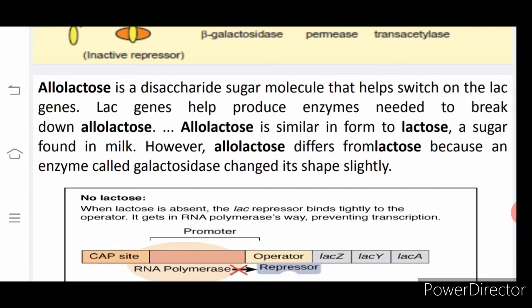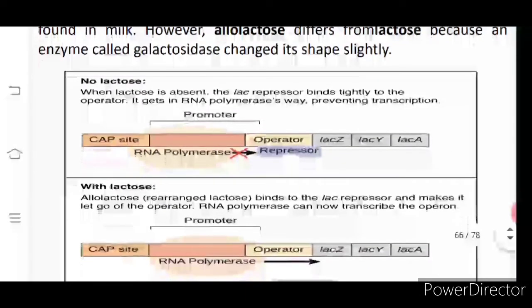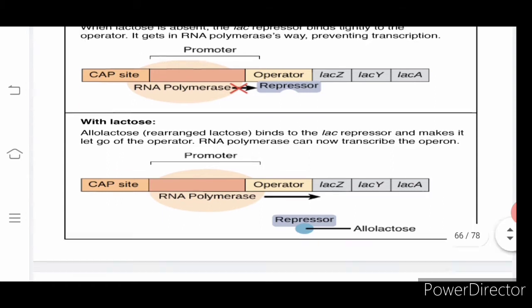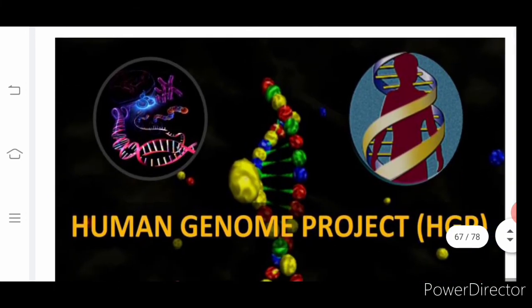Allolactose is similar to the lactose sugar. Allolactose is different from lactose because the enzyme galactosidase changes its shape slightly. So that is the difference between allolactose and lactose, just the difference in shape. If there is no lactose, there is no production of enzyme, and that is called repression.